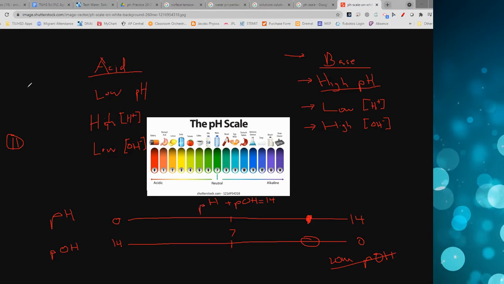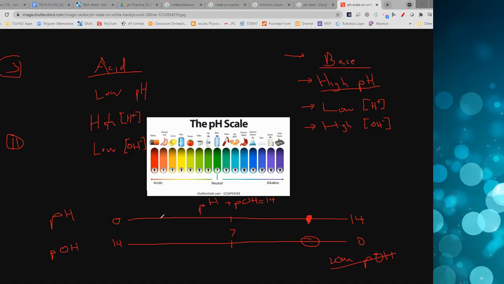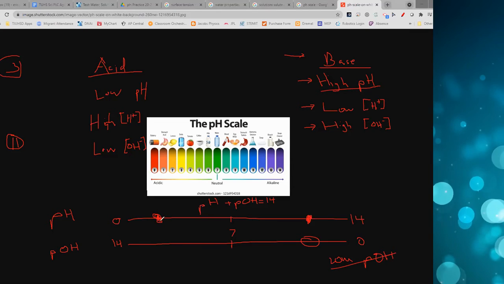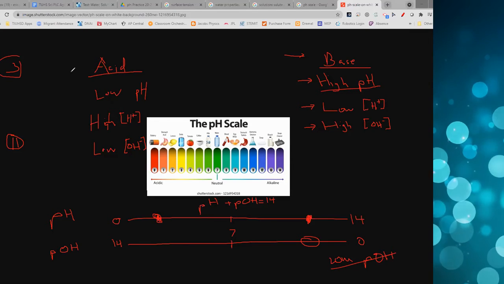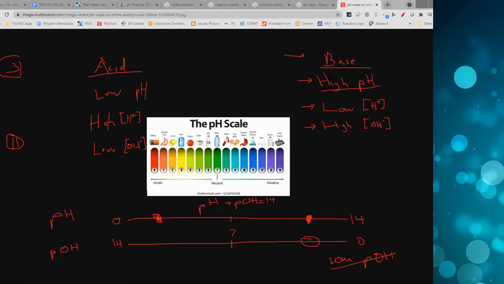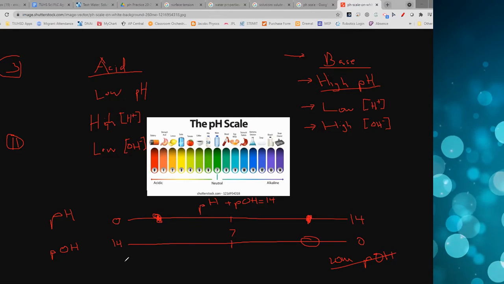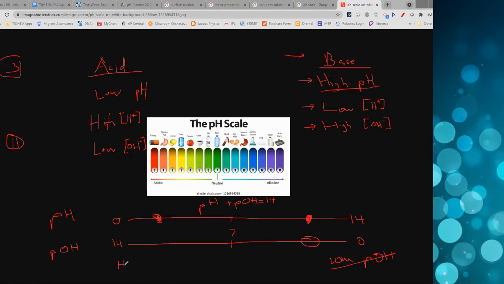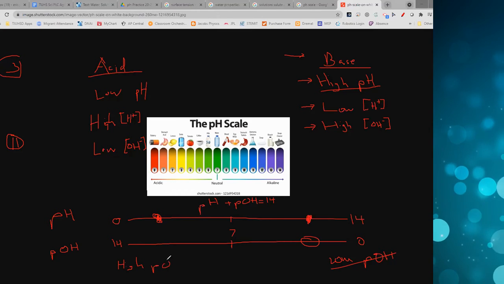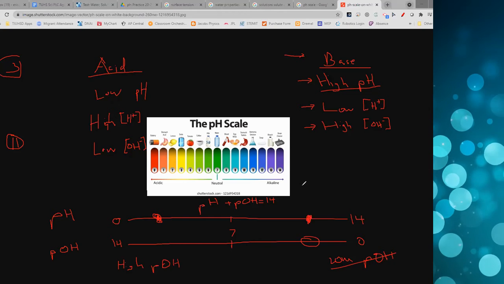Same thing if I said something has a pH of 3, that would be in this area right here. So a pH of 3 means it's an acid. It has a low pH, high concentration of hydrogen ions, low concentration of OH minus ions, and since it has a low pH, it would have a high pOH. Okay, so again, that's a review of the pH scale.